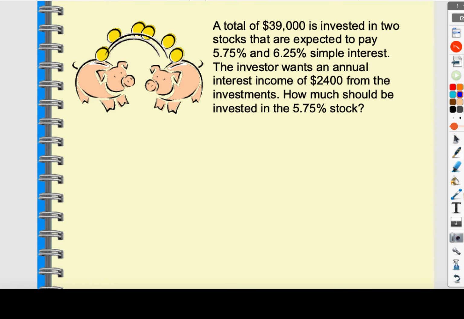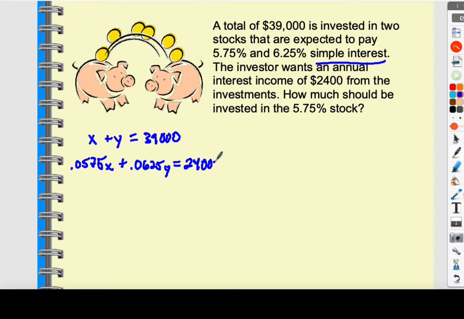Now, how can we use this kind of an idea? Well, here's a simple linear situation. A total of $39,000 is going to be invested in 2 stocks. So if we just said stock X and stock Y, we're going to invest $39,000 here. They're expected to pay 5.75%, right? Simple interest. So simple interest simply times X. We're also going to get 0.0625 or 6.25% interest on the other stock. And we know we're going to make 2,400 in simple interest from the investments.